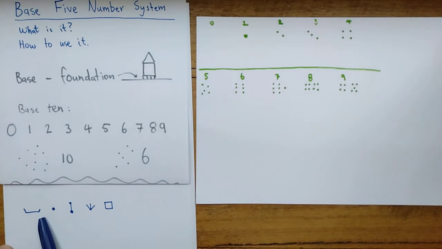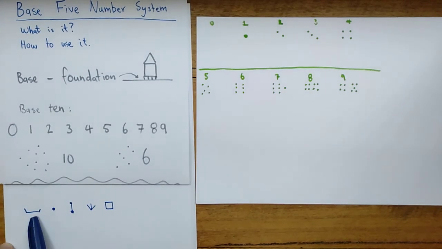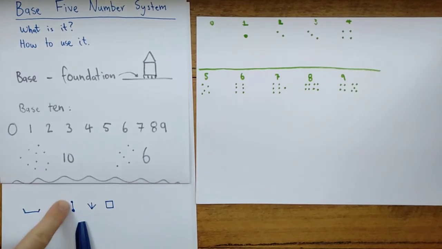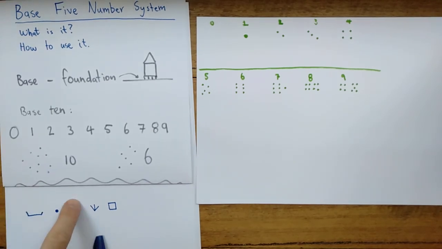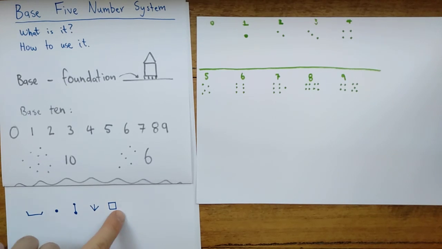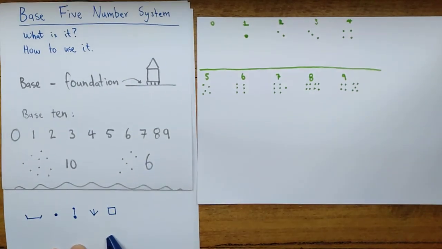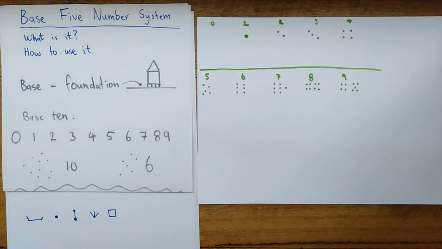There are 5 symbols. This symbol represents 0. It's a blank space. This symbol represents 1 thing, 2 things, 3 things with these 3 lines, and 4 things. So in total there are 5 symbols there. So that's a base 5 number system. And I'm going to use these symbols to describe some amounts that we're familiar with.